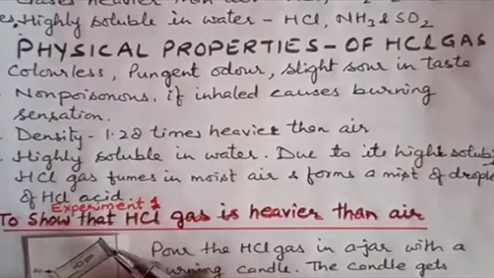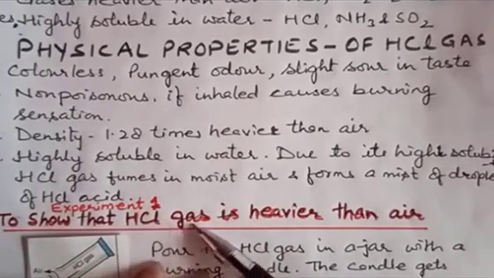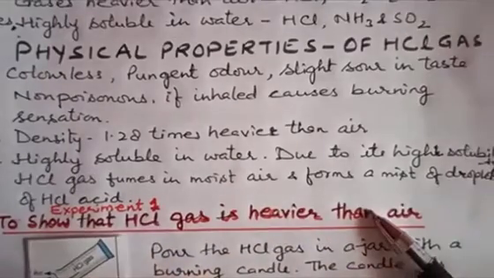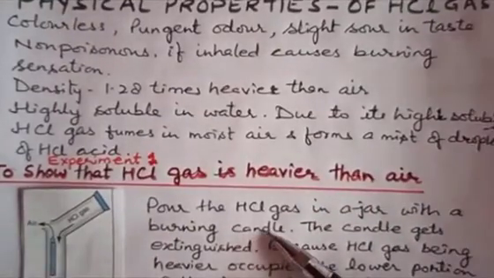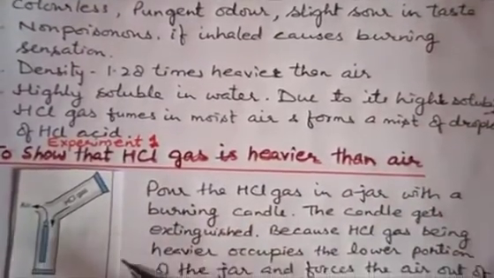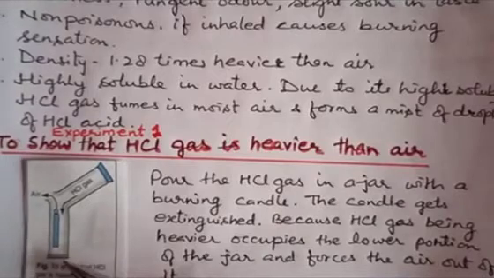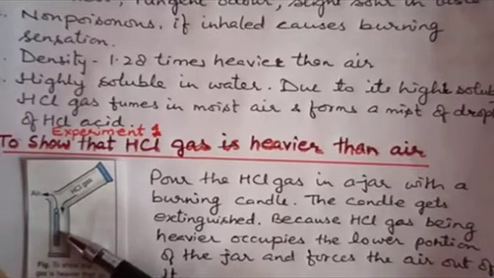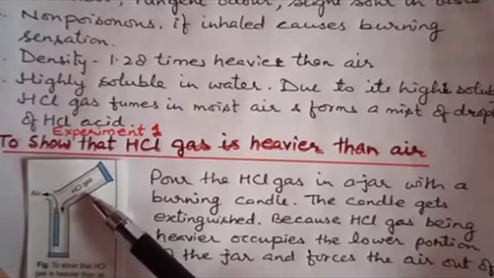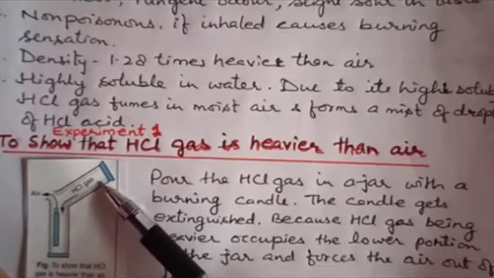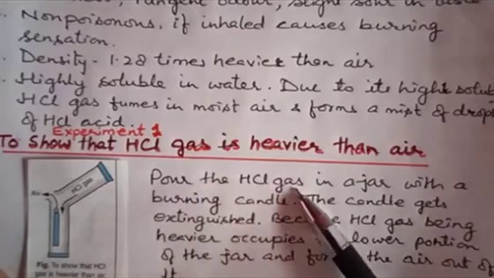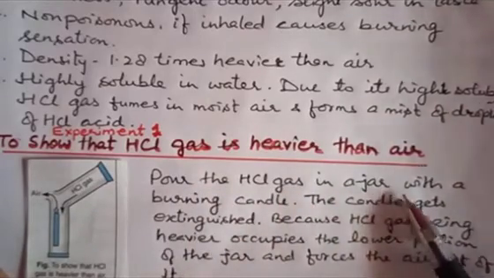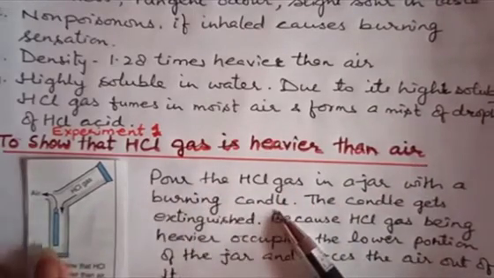Now next is experiment number 1. How will you show that HCl gas is heavier than air? For that we will do an experiment. You take an empty gas jar in which is placed a burning candle, and a dry gas jar which is filled with dry HCl gas. Now pour the HCl gas into the jar with the burning candle.